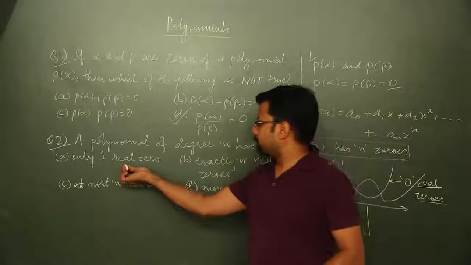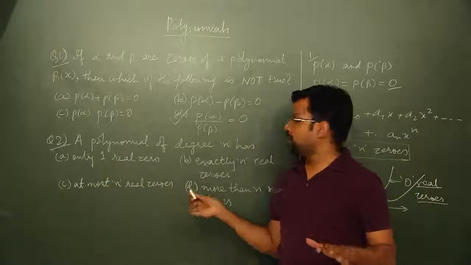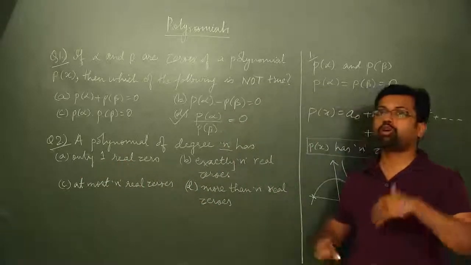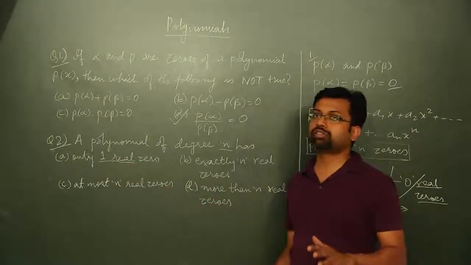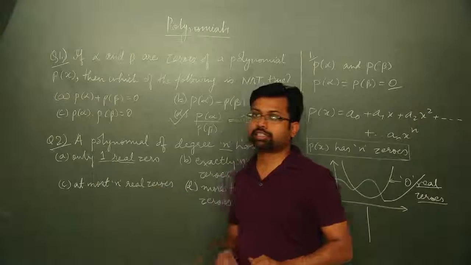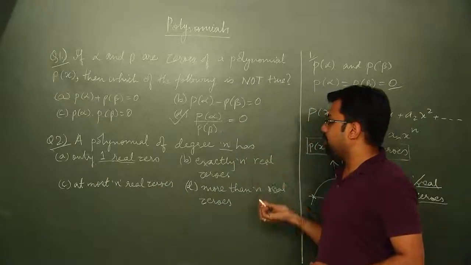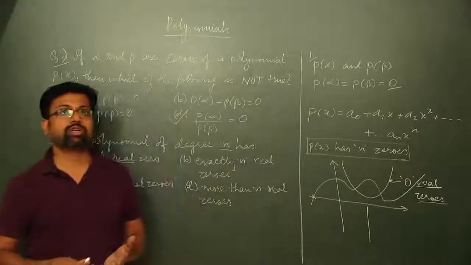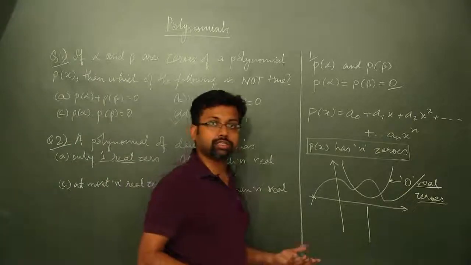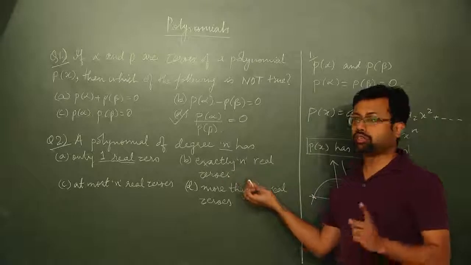So this option is wrong. Only 1 real zero is wrong because with degree n it will always have n zeros. Whether it will have exactly 1 real zero, we do not know. So we cannot say that this is correct. Exactly n real zeros is also wrong because it might be a case where all the zeros are not real. They might not be real. So this is also not certain.